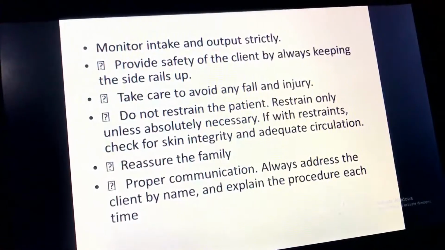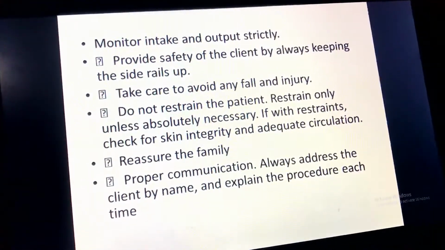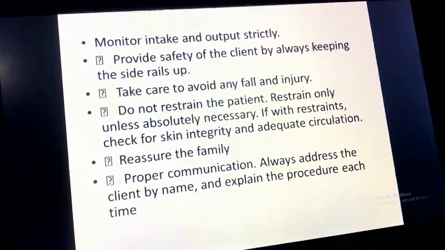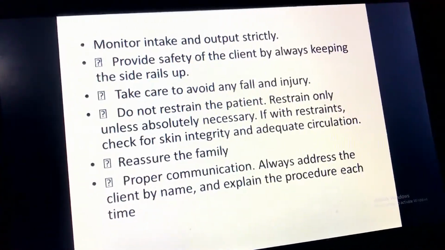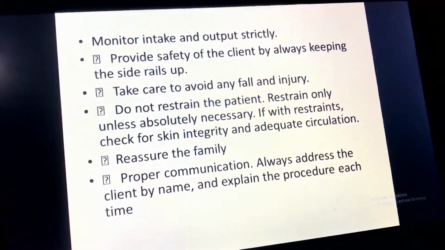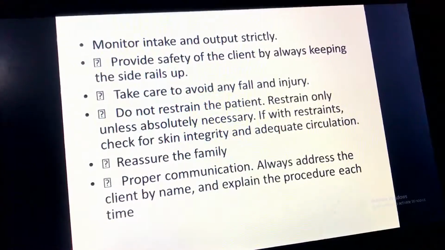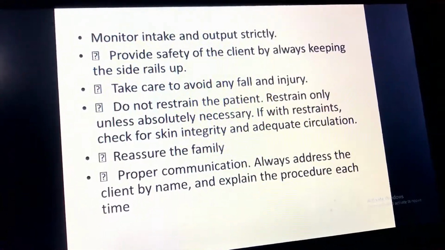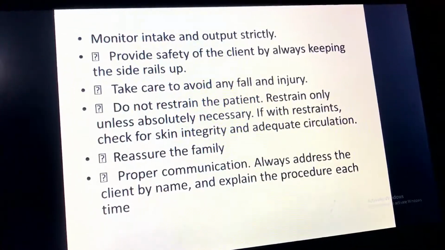Provide safety for the client by always keeping the side rails up. Take care to avoid any fall and injury. Do not restrain the patient unless absolutely necessary. If restraints are used, check for skin integrity and adequate circulation. Reassure the family with proper communication.